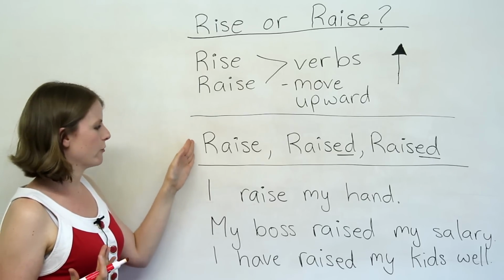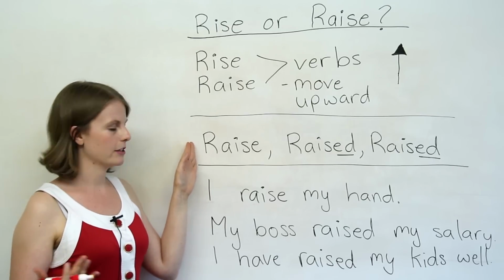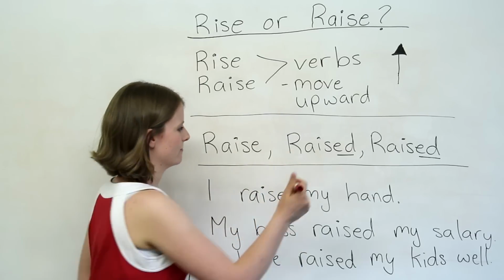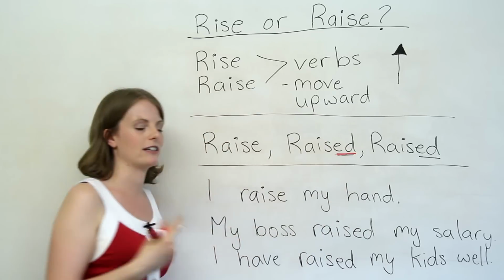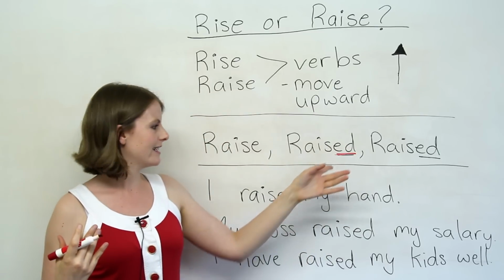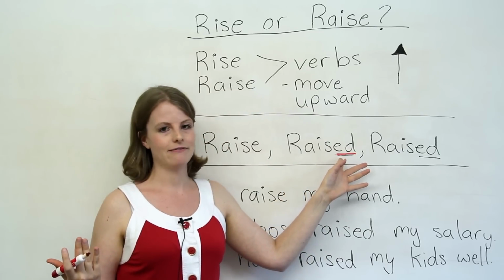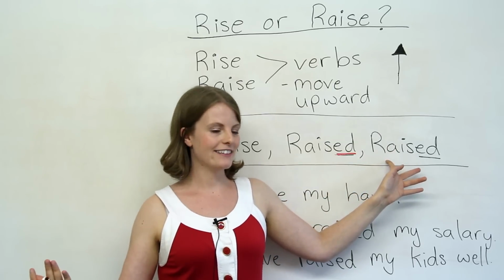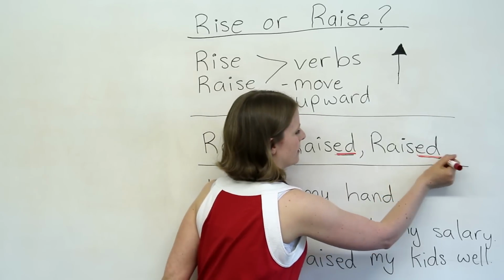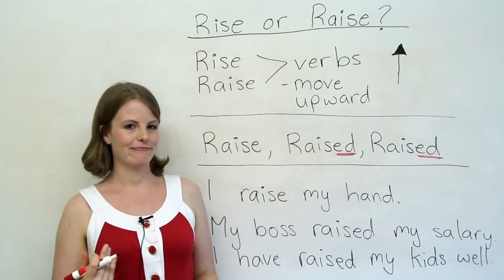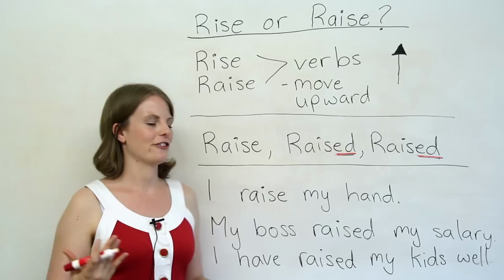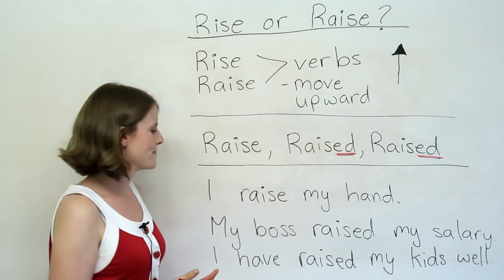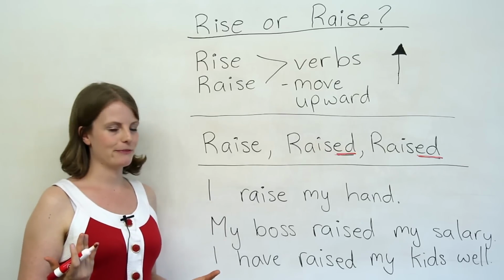So here I have raise in the present form, so the present tense, raised in the past tense, just like regular past tense verbs, you add ed. And for the present perfect, I have raised, again, past participle is just ed. So you can repeat this to yourself. Raise, raised, raised. Okay? So let's look at some examples.